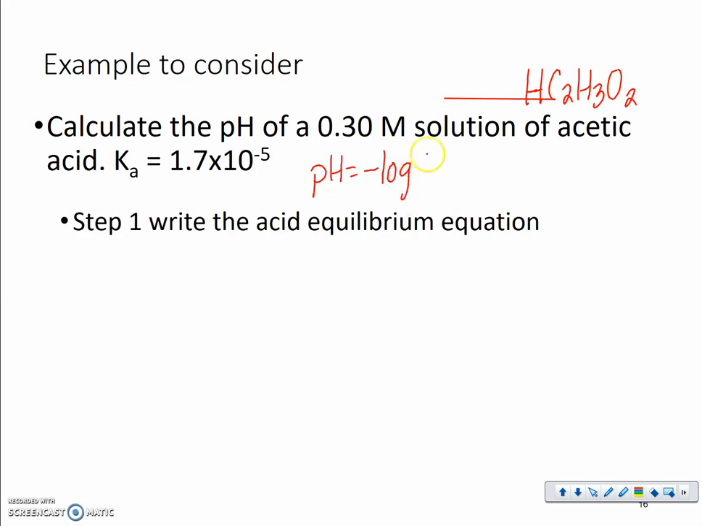In order to find the pH, we have to know how much of that acetic acid actually splits apart into the hydronium ion, because that's what we need to know in order to measure pH. So you just have a series of steps to solve this sort of problem.